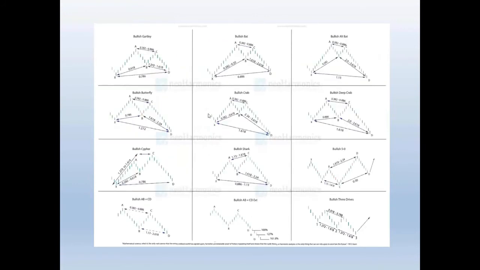Next slide is the same thing as the bullish ones. Just write down the patterns you need to study: Gartley, bat, butterfly, crab, deep crab, cipher, shark, alternate ABCD pattern. Those are just harmonics that you need to know. You need to study them. You need to know how to spot them.